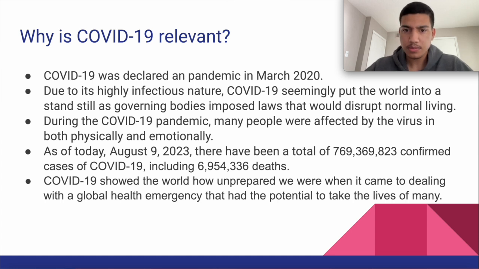spread of the disease. Without a doubt, COVID-19 showed the world how underprepared it was when it came to dealing with a global health emergency that put the lives of millions at risk. As of today, there have been about 770 million confirmed COVID-19 cases, including about 6.7 million deaths. With that said, let's learn a little bit more about how it is that COVID-19 works exactly.